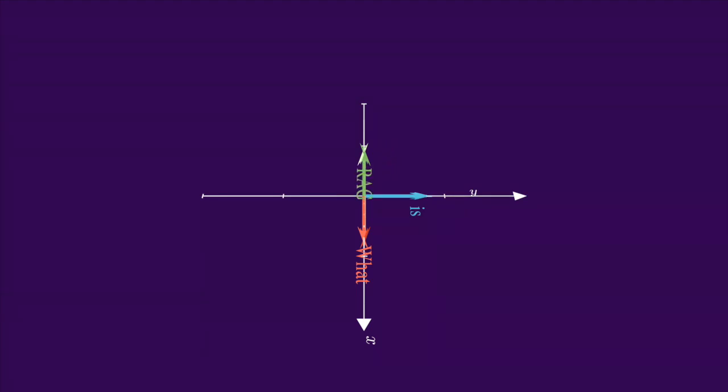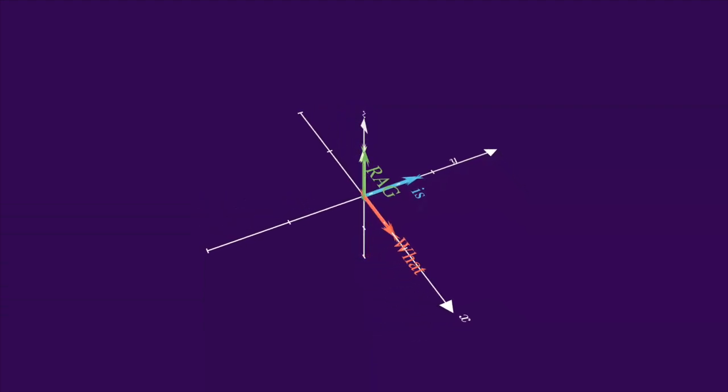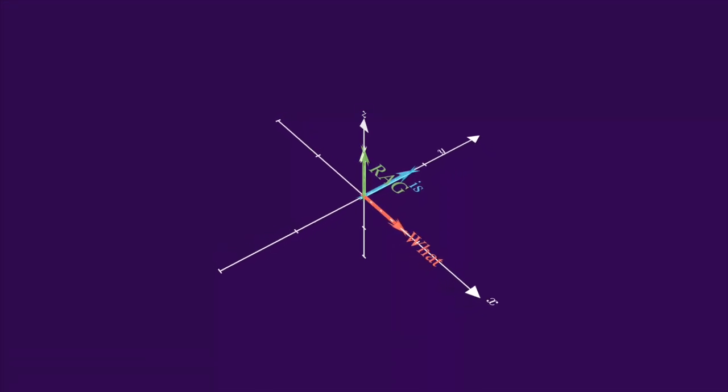z-axis. Now, I want you to pause for a second and think about it: how would we represent the whole question, what is RAG, in this vector space?